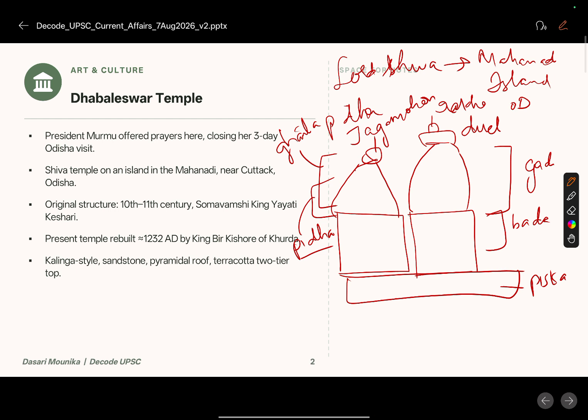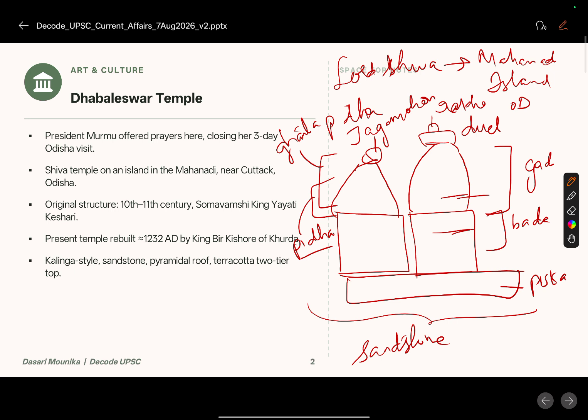Clear? So this is all about Dabaleshwar temple, Kalinga style of architecture, and all of this is built of sandstone. We can see the pyramidal roof and terracotta, a two-tier structure. So remember: two-tier structure, terracotta roof, pyramidal roof, sandstone, Kalinga style of architecture. Try to remember these terms for your examination. Clear? So this is all about Dabaleshwar temple.